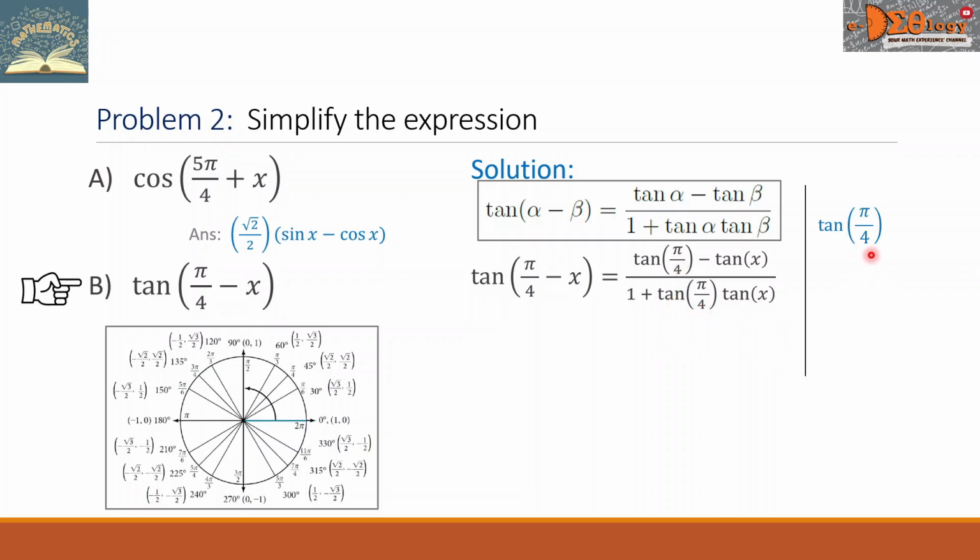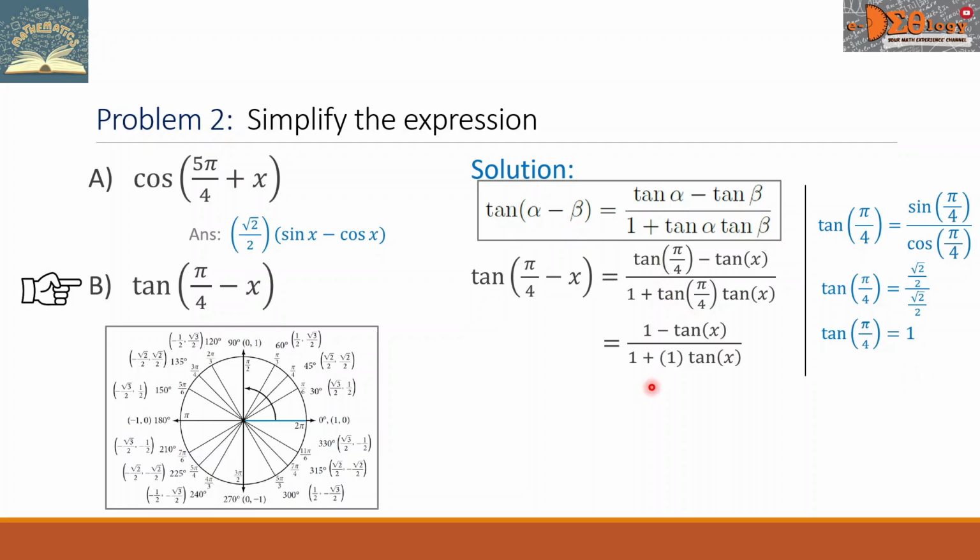Note that we can write this as sine of pi over 4 all over cosine of pi over 4. We can get the values from the unit circle. So that is square root of 2 over 2 for this sine pi over 4. For the cosine of pi over 4, it is also the same value, the square root of 2 over 2. That means numerator divided by itself is equal to 1. So we use this value in here.